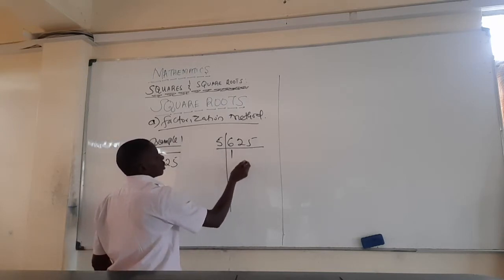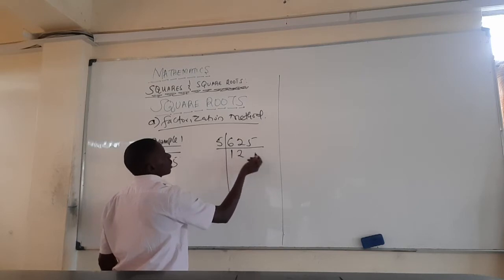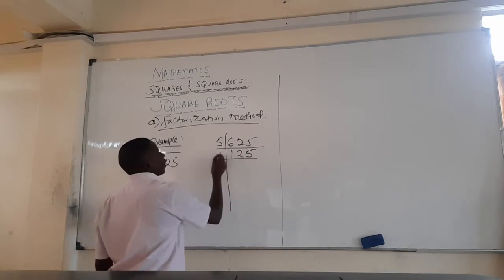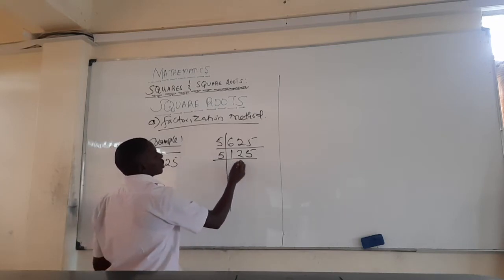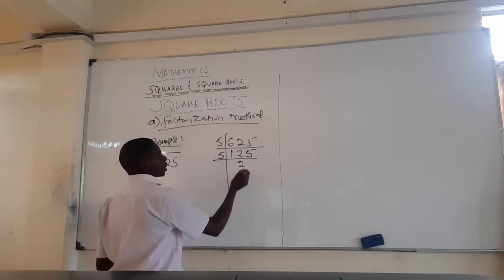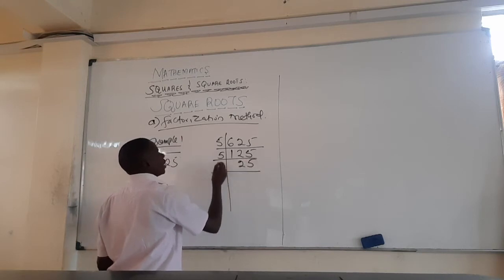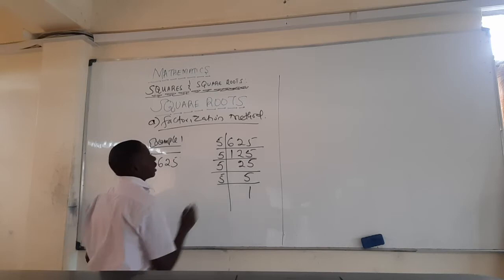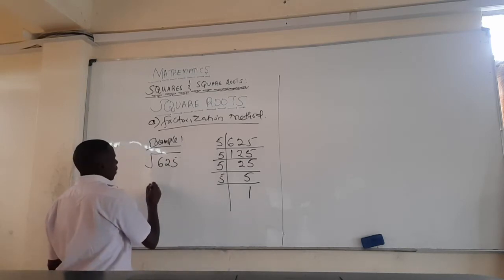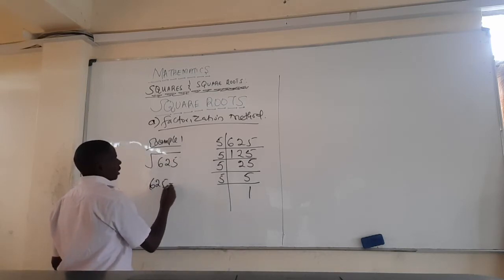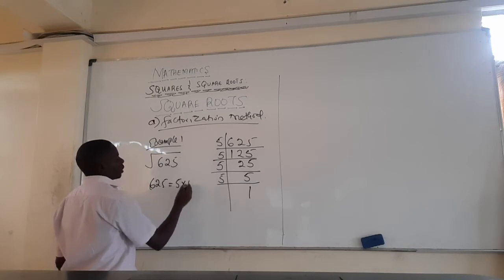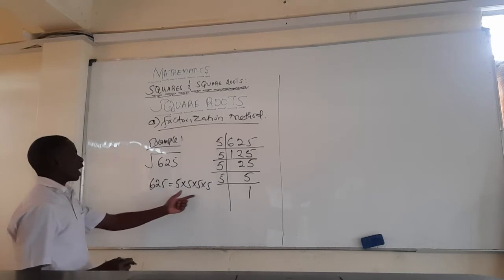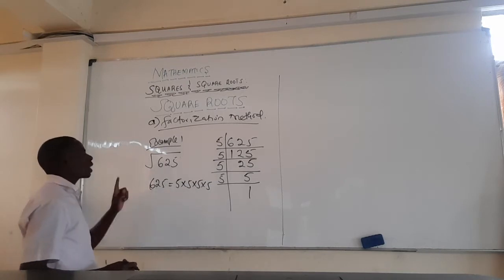Then divide by 5 again, we get 25. Then 5 again, we get 5, then 5 again, we get 1. So 625 is the same as 5 times 5 times 5 times 5. So that is the prime factor form of 625.